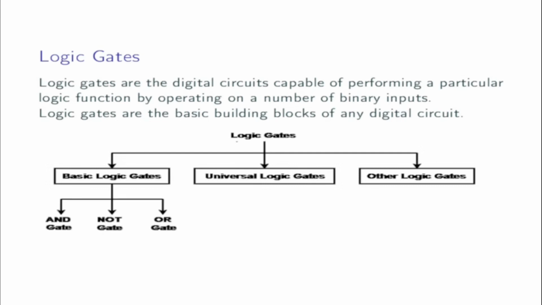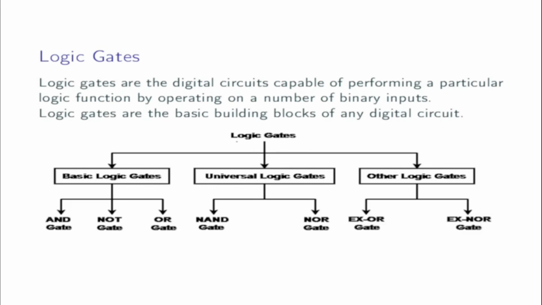Basic logic gates are AND gate, NOT gate, and OR gate. Universal logic gates are NAND gate and NOR gate. Other logic gates are XOR and XNOR gates.